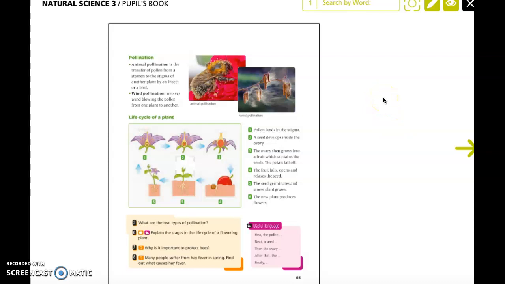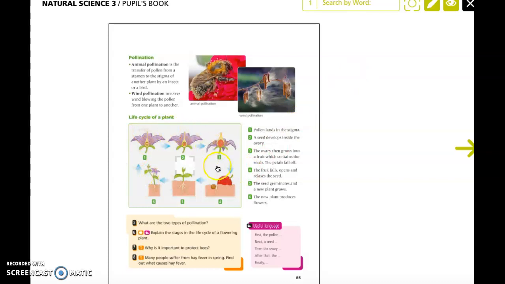So, we really have two different types of pollination. We have animal pollination, which is the transfer of pollen from a stamen to the stigma of another plant by an insect or bird. So here we see a bee with the pollen on it, transferring the pollen to another plant. We also have wind pollination, which involves wind blowing the pollen from one plant to another. So here we see the wind blowing the pollen, and that'll land on a different plant.